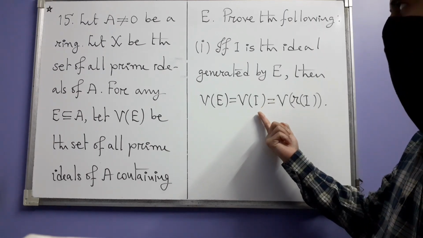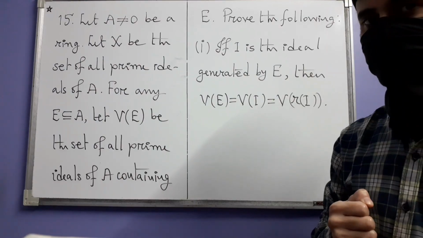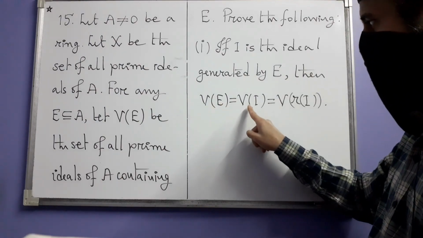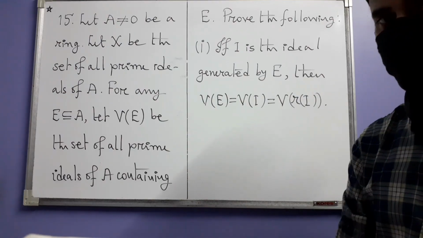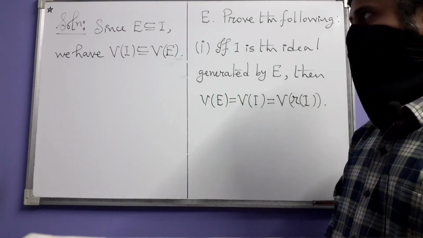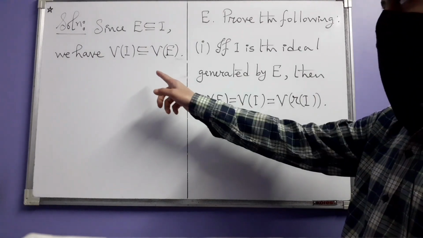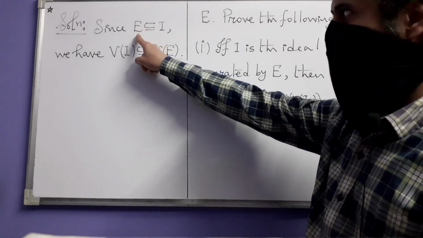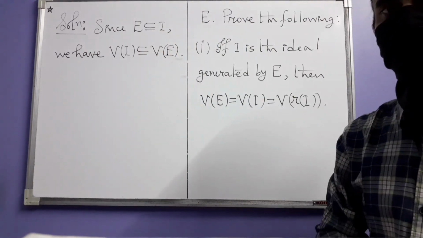This is part 1. If I is the ideal generated by E, then V of E equals V of I, which equals V of the radical of I. So let's first solve this part itself. We start the solution like this. Since E is a subset of I, V of I is a subset of V of E.